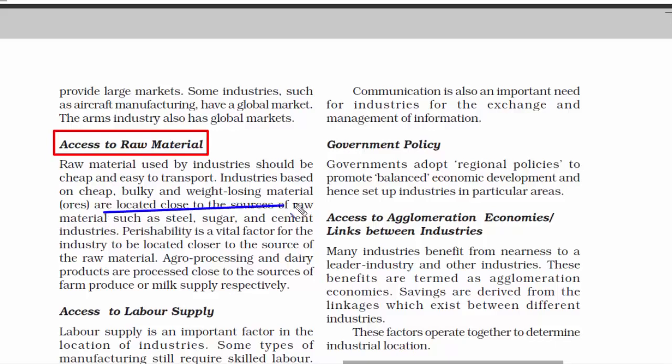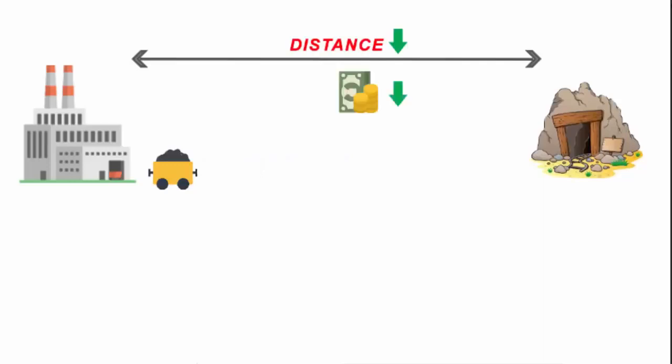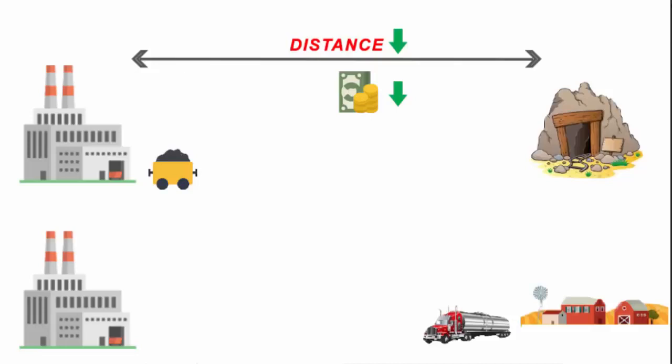The second factor is access to raw material. Without raw material, industries are empty. So the entire cost of the product that is produced is heavily determined by how close the industry is to the source of raw material. For example, if an iron industry is closer to iron ore mines, then the cost of transportation will be less and the cost of iron would be cheap. Similarly, if agro processing and dairy industry are closer to farm, then the products would not get damaged.